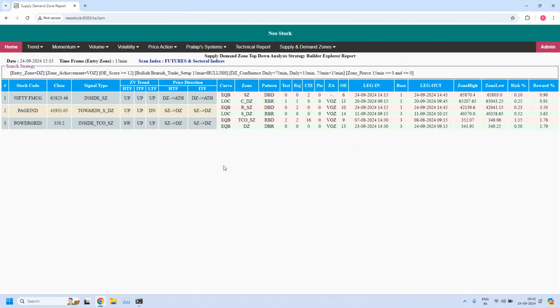Let's verify. 3 stocks are filtered. All these 3 stocks are having LTF, ITF, HTF confluence. That means the 15 minute zone is part of the 75. Both 15 minutes and 75 minute zones are again part of the daily zone. If these daily zones are having EMA, the first 2 stocks are having EMA confluence, it is a high probability setup. Third one, sideways trade. So sideways EMA confluence does not give any additional advantage.